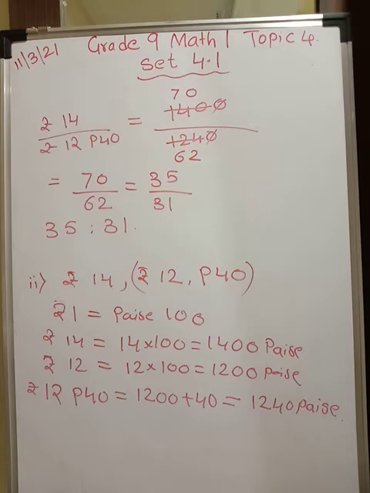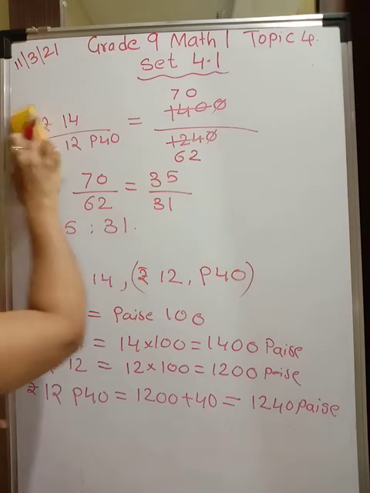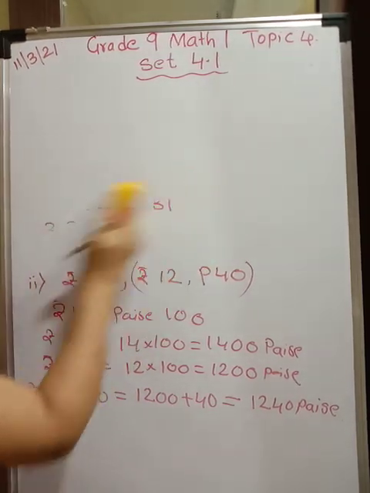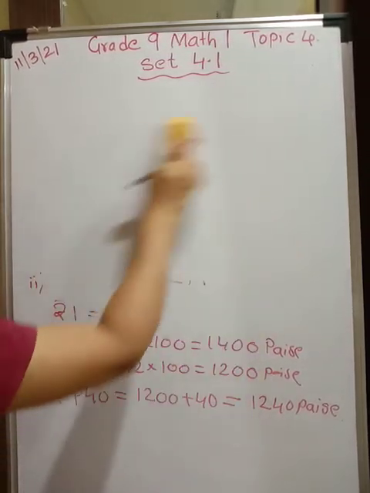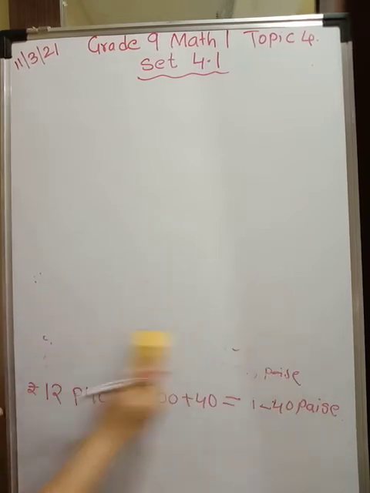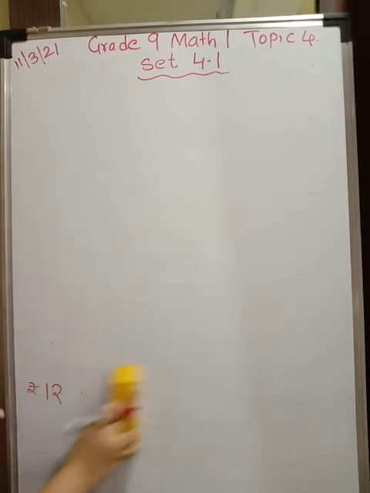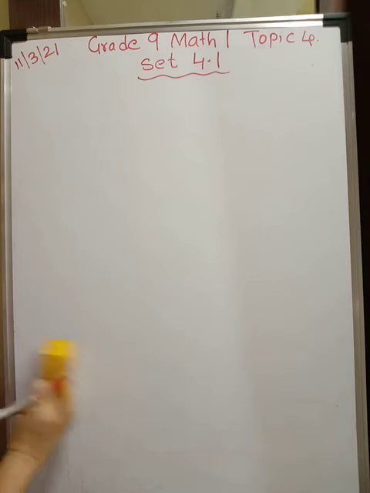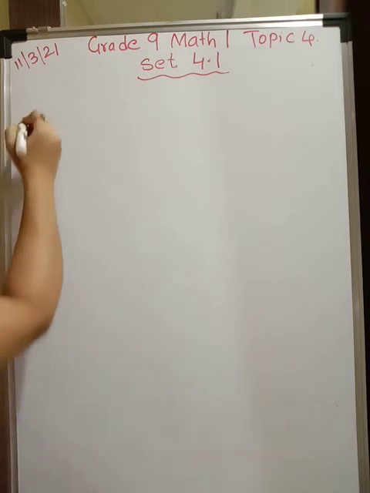Have you understood how we converted everything into one unit? Because one was in rupees and another was a mixture of rupees and paise. So it is very important that you convert both the quantities into the same unit. Now look at the third problem. Please pause the video and take it down, or you can do it on your own and then cross check with the video. It is not necessary that you copy each and every problem.